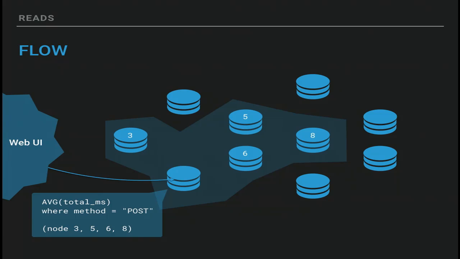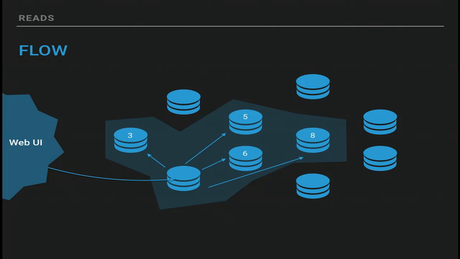We pass the query and the child nodes down to this root node. And the root node fans out to other nodes as necessary. So each node runs the query locally and essentially builds intermediary data structures.